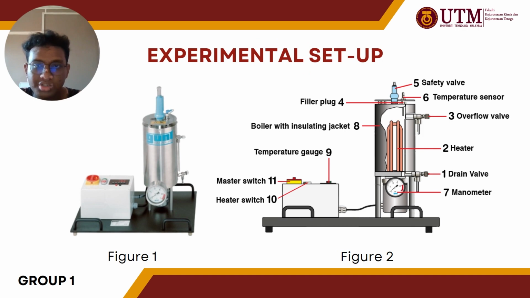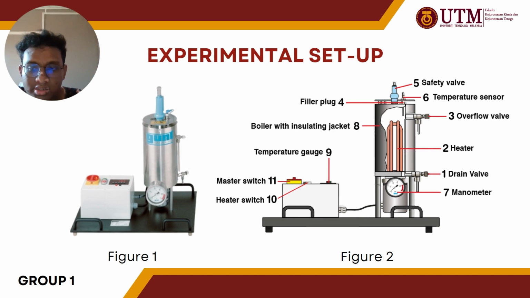The next part is the experimental setup. As you can see, figure 1 is a Marcet boiler and that's how it looks. And figure 2 shows the parts of apparatus in a Marcet boiler. In this table, I will show the parts of apparatus in a Marcet boiler and the name of each part. Number 1 is drain valve. Number 2 is heater. Number 3 is overflow valve. Number 4 is filler plug.